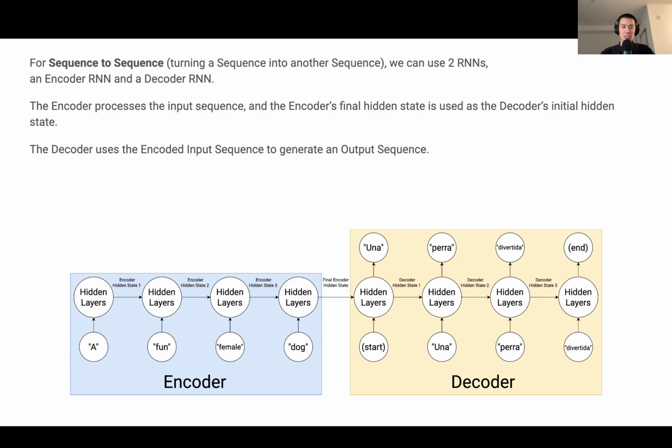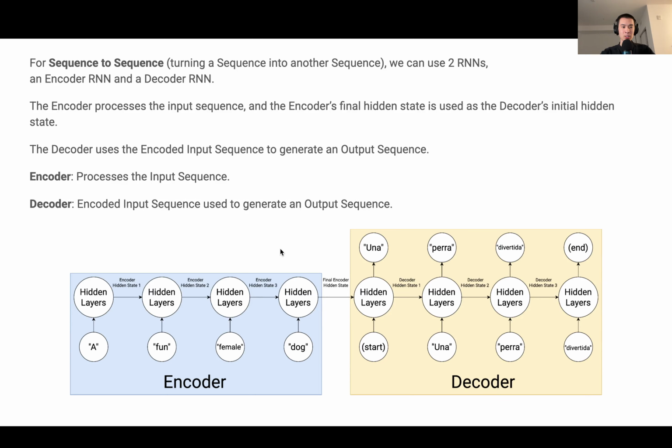If these two sentences are a little bit confusing, think of it this way. The encoder processes the input sequence, in this case, "a fun female dog" in English. The decoder uses the encoded input sequence to generate an output sequence, which is "a fun female dog" in Spanish.